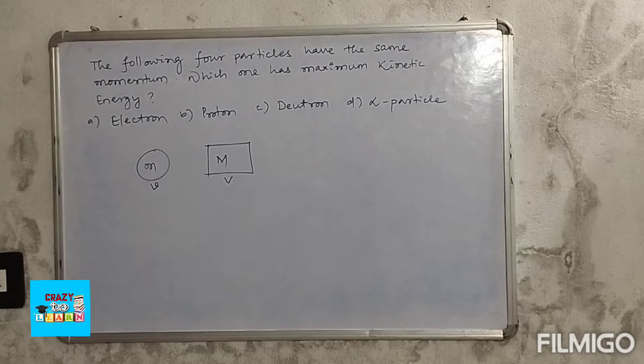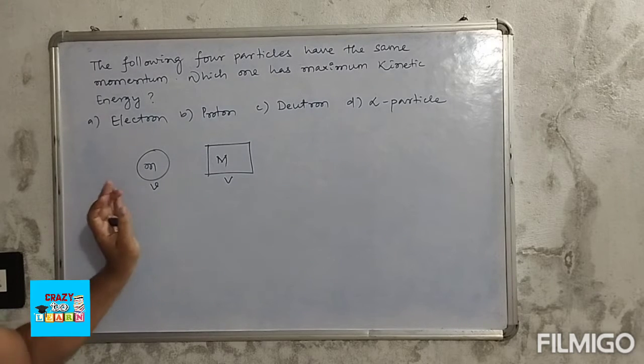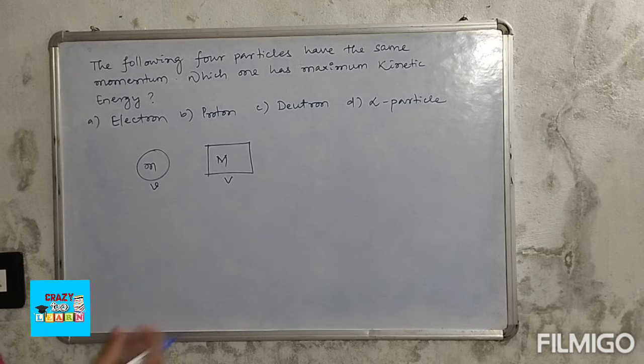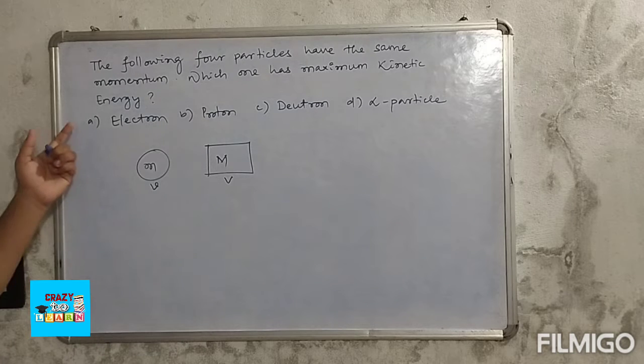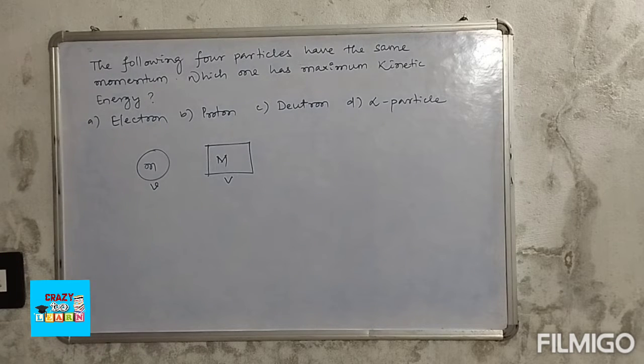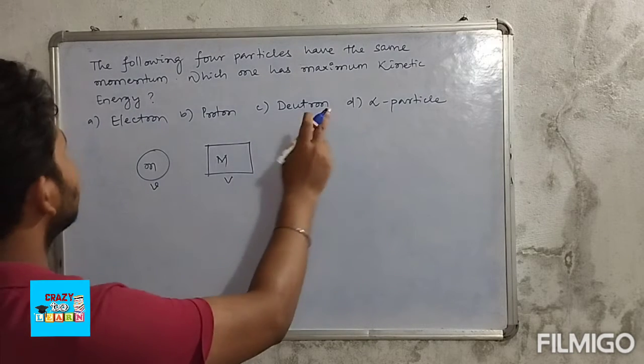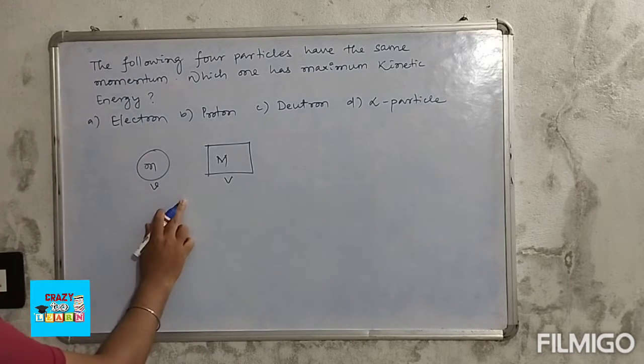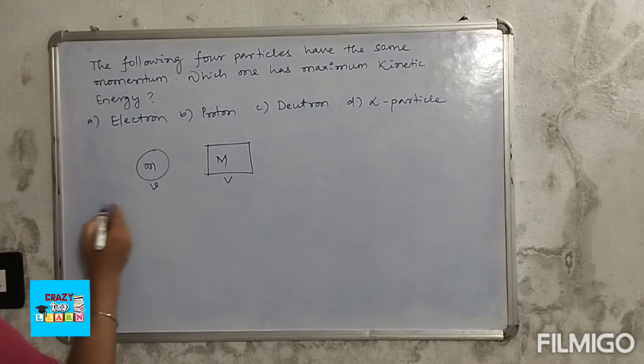We will find that out first. When two bodies have the same momentum, what is the relation for the kinetic energy? Then it is easy, and we can solve this question. So it is asked of you, both have the same momentum. What is the momentum for this body?